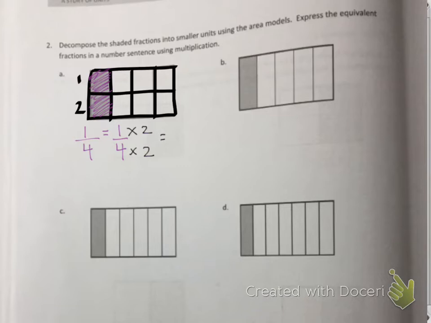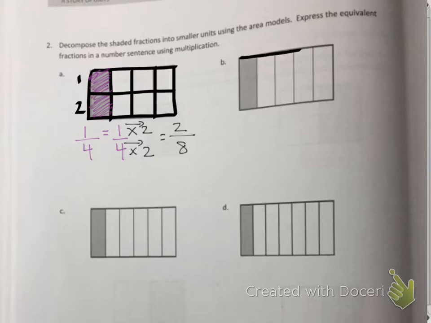So what does that become? Well, 1 times 2 is 2, and 4 times 2 is 8. And so we had that multiplication sentence right there that really gives us our final answer, 2 8ths. Let me go on to B. Now I'm going to be decomposing this fraction into smaller units this time. Not just 2 rows, but we might go 4, might even go 6. So let's see what I decide.